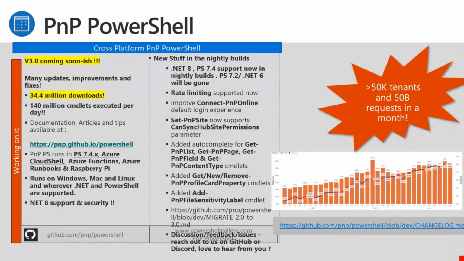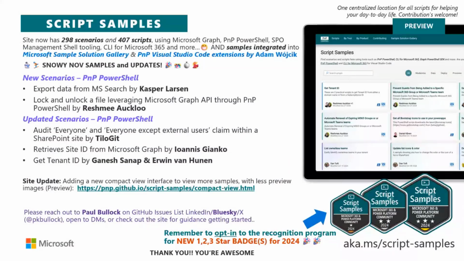All right. Paul could not be here today, but I will cover the script samples. There are lots of snowy November samples and updates, new scenarios for PowerShell from Casper and Reshmi, updated scenarios. Yeah, see, we're just making stuff up today. Updated scenarios, PnP PowerShell. From a number of members of the community, Ganesh and Erwin and Tilo Git and Ionius.